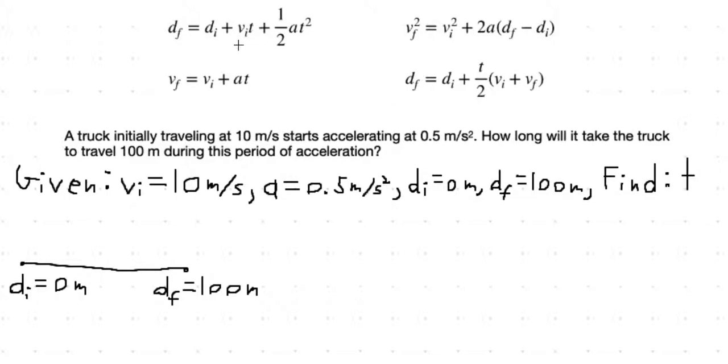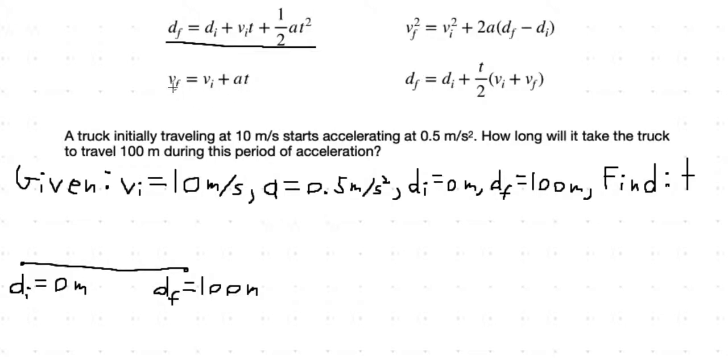So if we look here, this first equation with df, that has all the variables we need, and we could find t using that. But we'd have to use the quadratic formula because we have a t and we have a t squared in here. So that would be kind of time consuming. So what we can actually do is we can use two equations to solve for t.